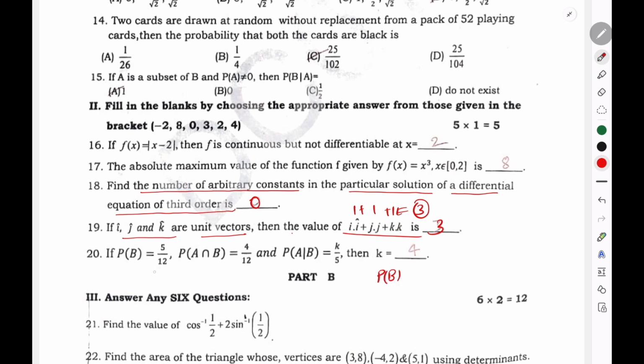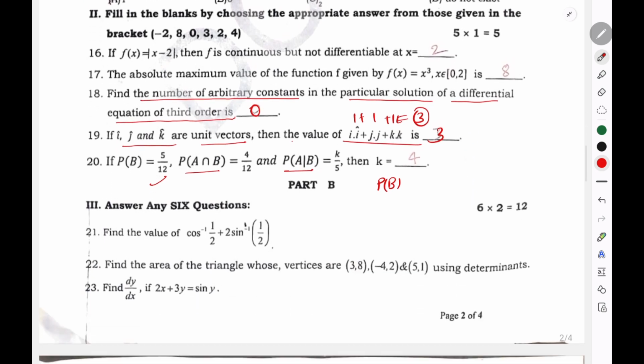Probability of B is 5 by 12, probability of intersection is 4 by 12, and probability of A given B is k by 5. What is the formula of probability of A given B? P of A intersection B upon P of B, and its value is given as k upon 5. A intersection B probability is given as 4 upon 12, and probability of B is also given as 5 upon 12. 12 and 12 cancel, this 5 cancels. It implies the k value is 4.